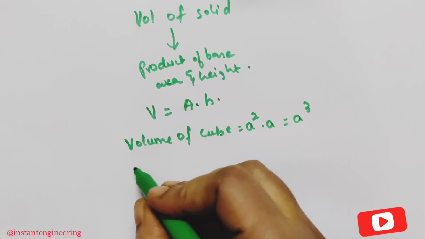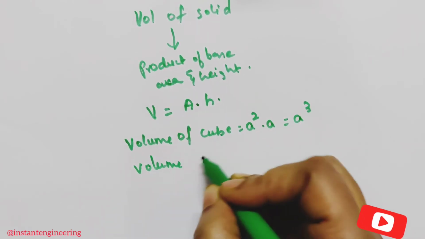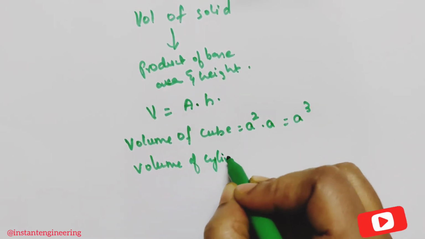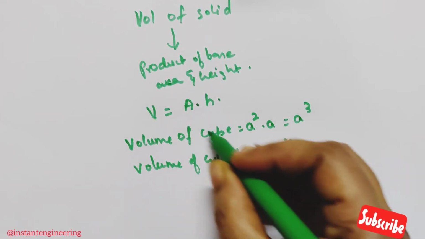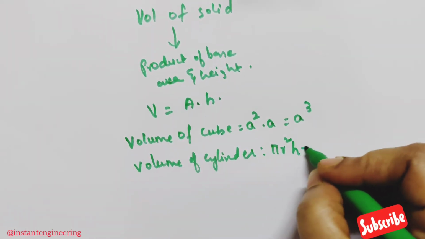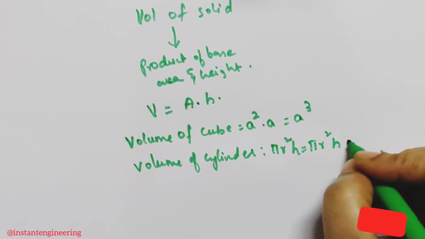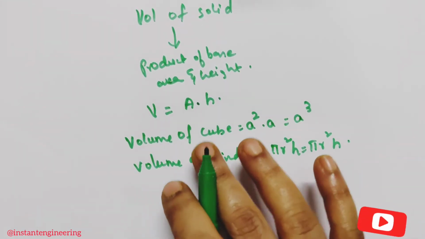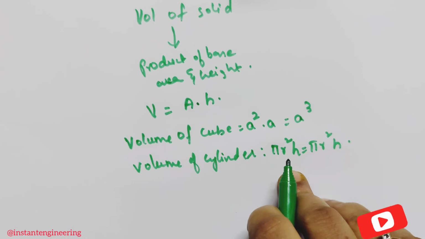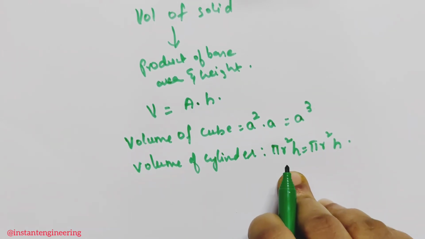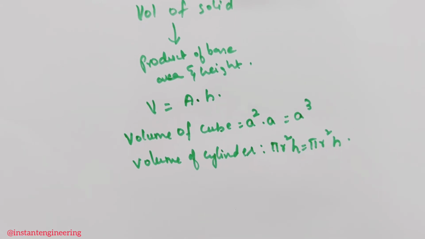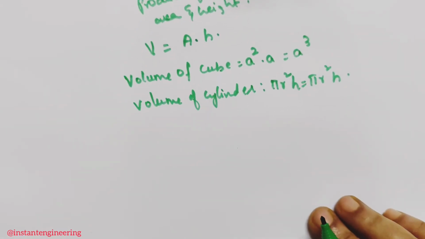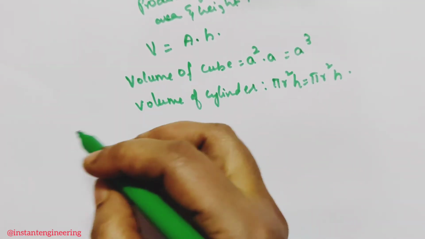Now the volume of a cylinder. Pi r square is the area, height is considered as h. So this is pi r square h. This is what the volume is. Now we have different formulas for different solid objects, so I'll give a brief about it.